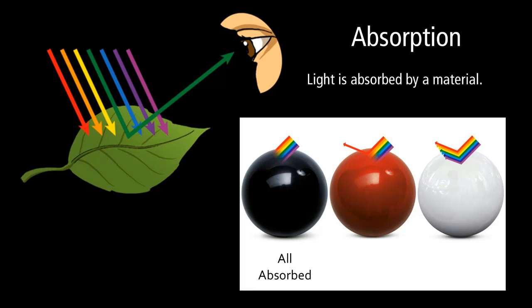So all of the other colors are absorbed, but the green reflects, it's detected by our eye, and we see that leaf as being green. This is how we see color.